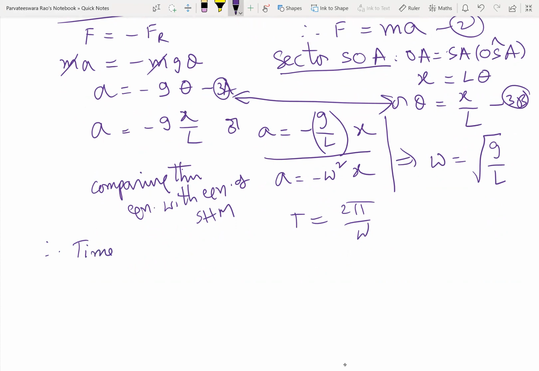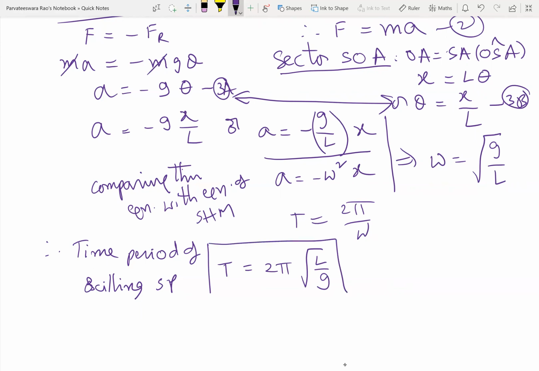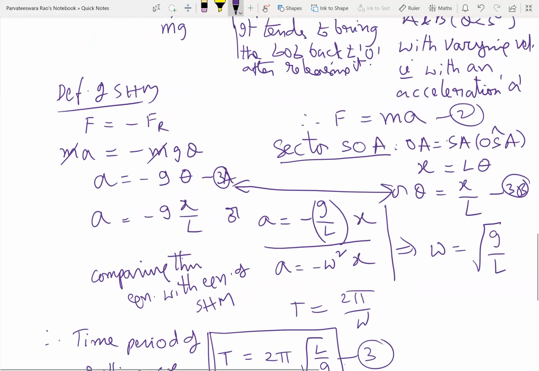Therefore, the time period of an oscillating simple pendulum is given by T = 2 pi root of L by g. So this is the derivation of the formula for time period.